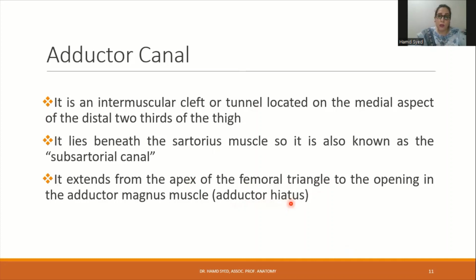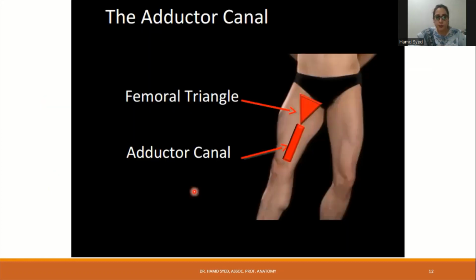So if you listen to my lecture on the anterior aspect of the thigh, in which we previously talked about the femoral triangle in much detail, you can then connect that previous knowledge with the adductor canal: the starting point of the adductor canal is the apex of the femoral triangle, and it ends at the opening in the adductor magnus muscle. So this here is showing us the region of the femoral triangle.